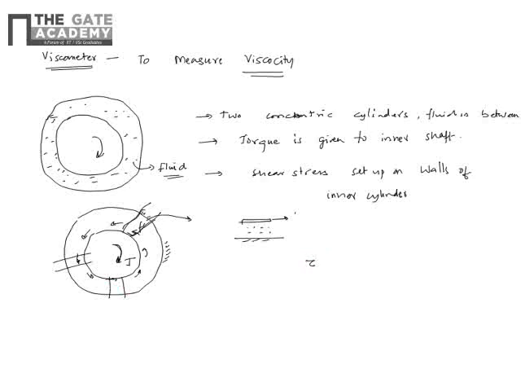So the shear stress that is set up, I can write that as mu into the velocity of the point P by the gap, right? Velocity of the point P. So this is moving with the velocity of P.